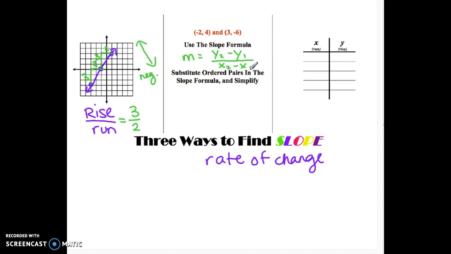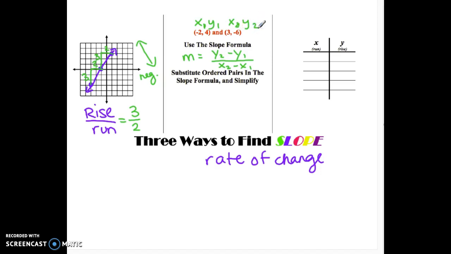So for this to be useful, you need to make sure you know which is x and which is y in an ordered pair. So above, negative 2 is x, 4 is y, 3 is x, negative 6 is y. And because negative 2, 4 is my first ordered pair, we'd usually call that x sub 1 and y sub 1. And 3 would be x sub 2, and negative 6 would be y sub 2.